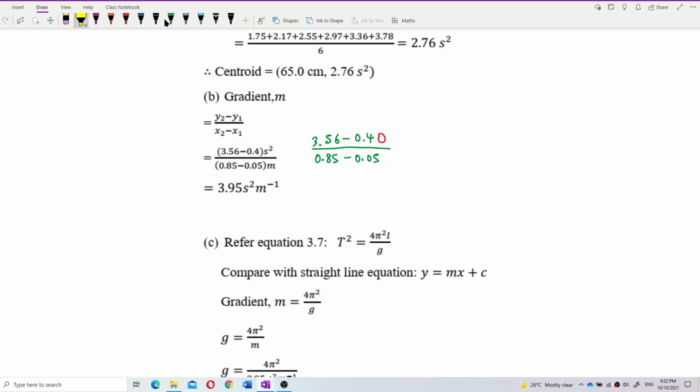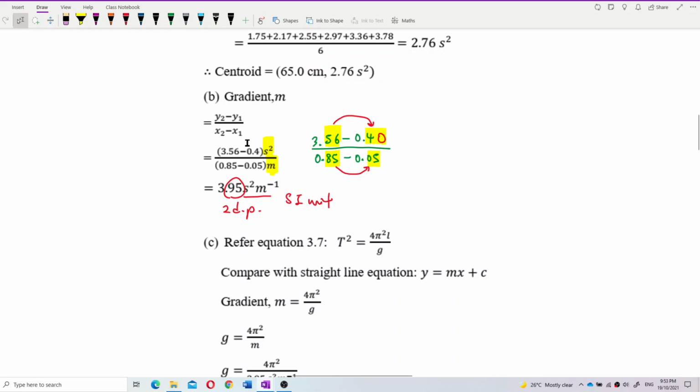This decimal point must be consistent. Understand? And then you must write the unit also. Here the y is in second square and the x is in meter, so the unit must be second square per meter. So you must have a correct unit, and 2 decimal points. You understand? It must have 2 decimal points and must be an SI unit.